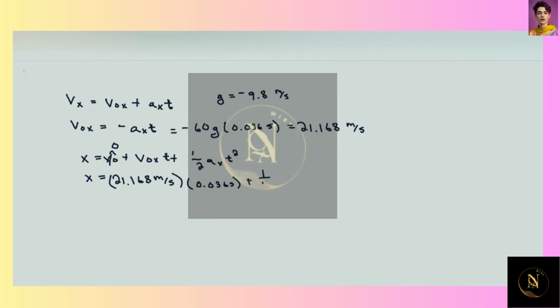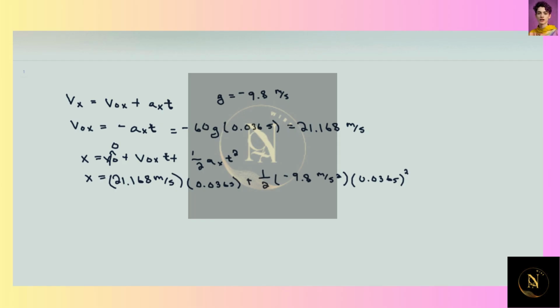We're going to add that to 1/2 times negative 9.8 meters per second squared, which is our a here. Then we multiply that by the time squared, which is, again, 0.036 seconds, and then that's squared. To check the units on this term, we're going to get seconds squared from this, which is going to cancel these seconds squared, and we're going to get meters, as we should.